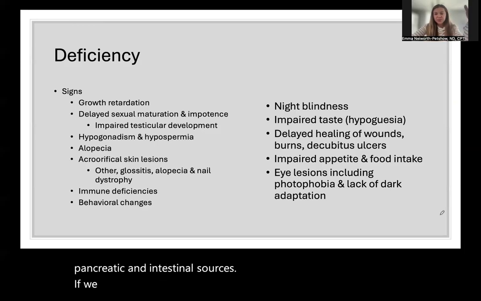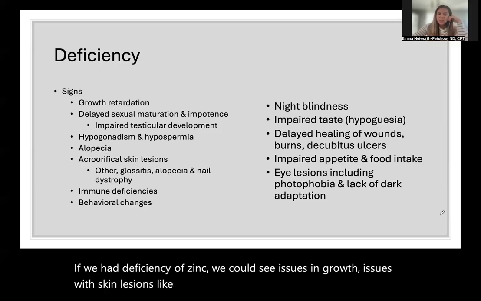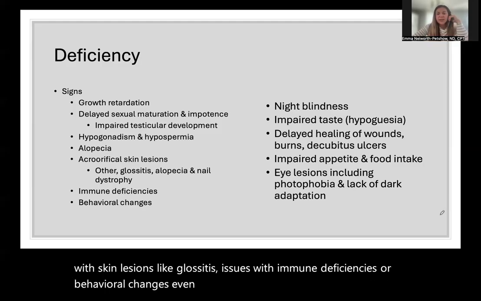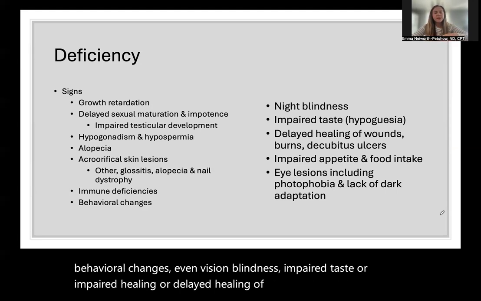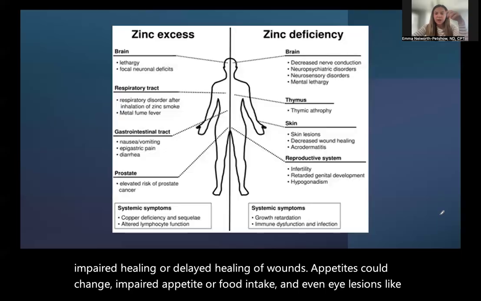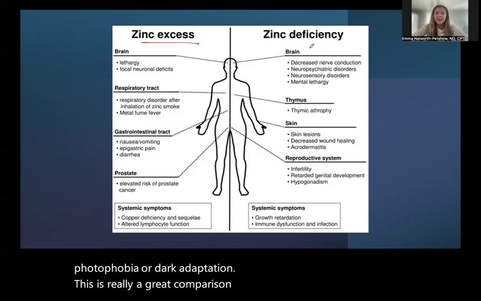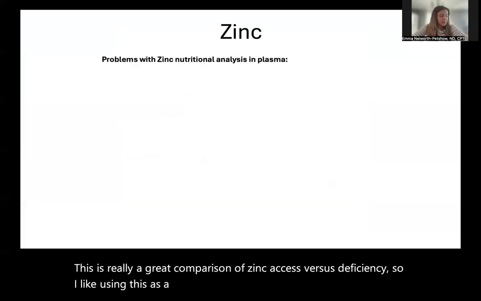If we had deficiency of zinc, we could see issues in growth, issues with skin lesions like glossitis, issues with immune deficiencies or behavioral changes, even vision, night blindness, impaired taste or delayed healing of wounds. Appetites could change, impaired appetite or food intake, and even eye lesions like photophobia or impaired dark adaptation. This is really a great comparison of zinc excess versus deficiency. So I like using this as a compare and contrast system.